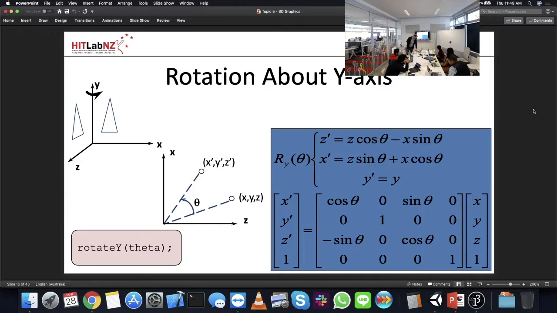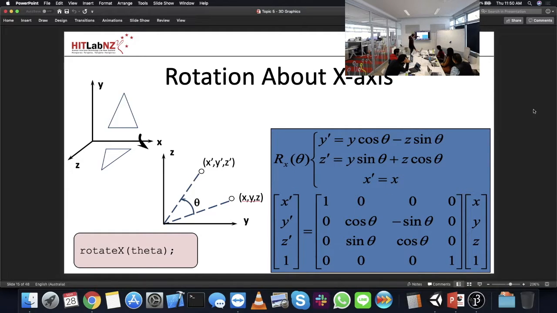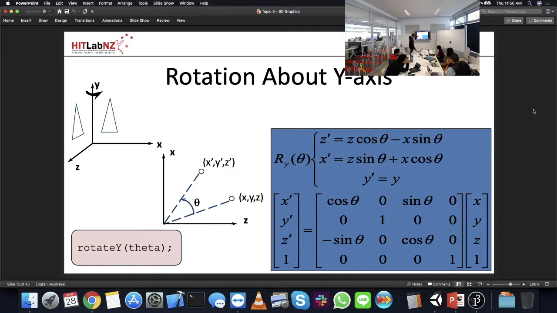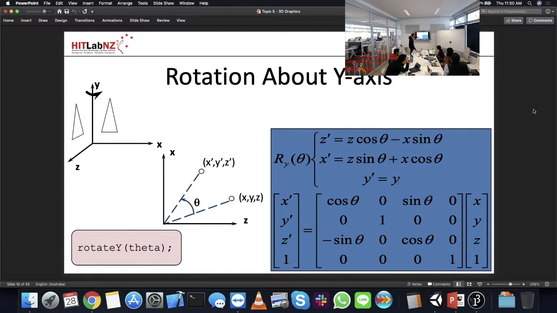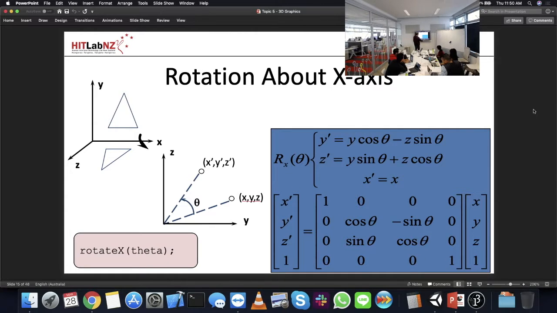So that's x-axis. If we have a look at y, if we compare these two: cosine, negative sine, sine, cosine, versus cosine, sine, negative sine, cosine. So not only have they moved, now it's not just the y and z, it's the x and z, but also those signs have flipped. And this is what confuses the hell out of me because I can never remember which way. Here we have negative sine and sine, so negative is in the bottom left, and here negative's in the top right.